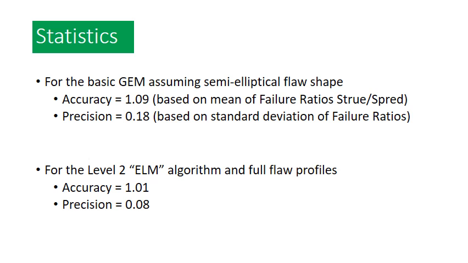But then if I move to the level 2 ELM algorithm and look at the full profile, I'm able to get an accuracy that's improved to 1.01 and a precision of 8%. So with those numbers, I'm making things a lot closer to reality. I think that mathematically speaking, this is a step in the right direction in terms of failure pressure predictions, and this potentially can save an enormous amount of cost for some of the larger pipeline operators that spend gazillions of dollars on digging up corrosion flaws that they don't necessarily need to.